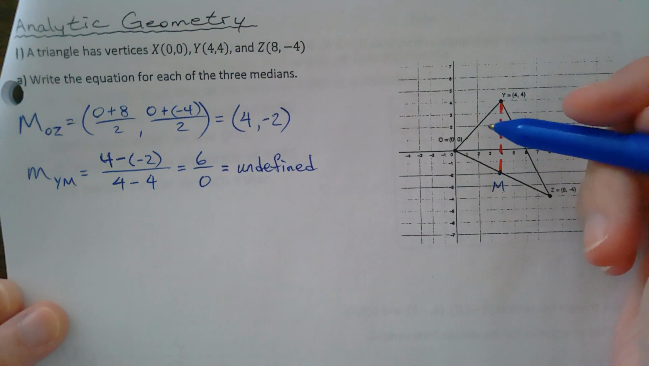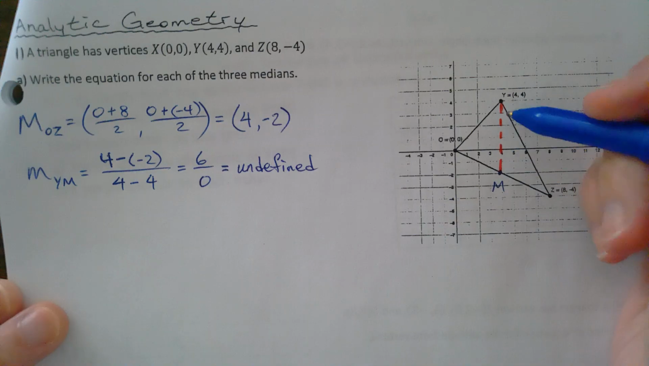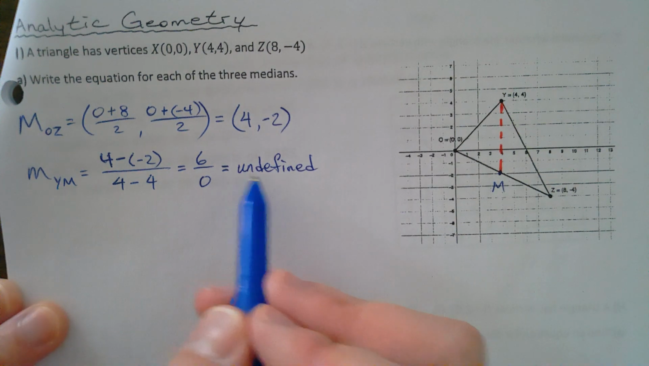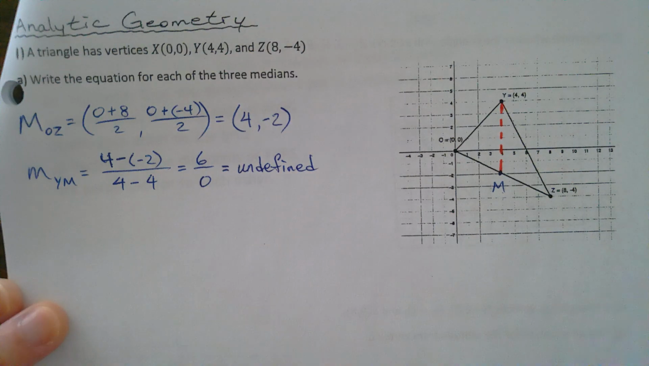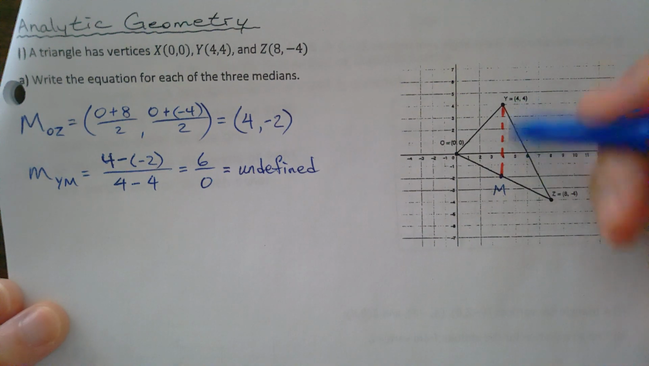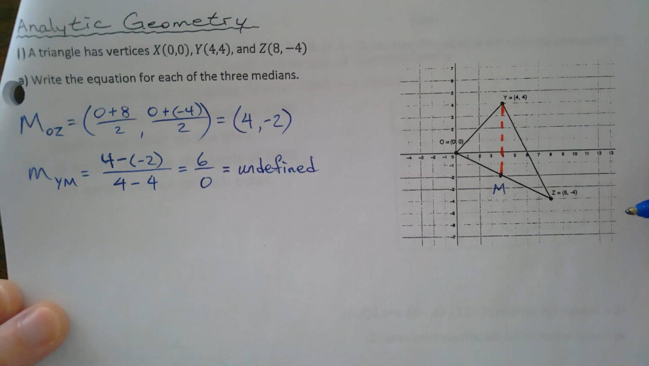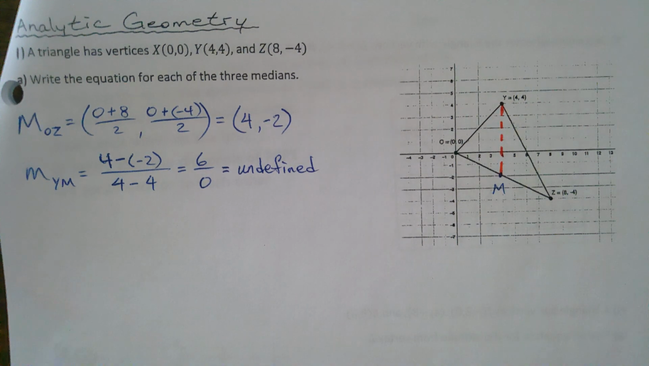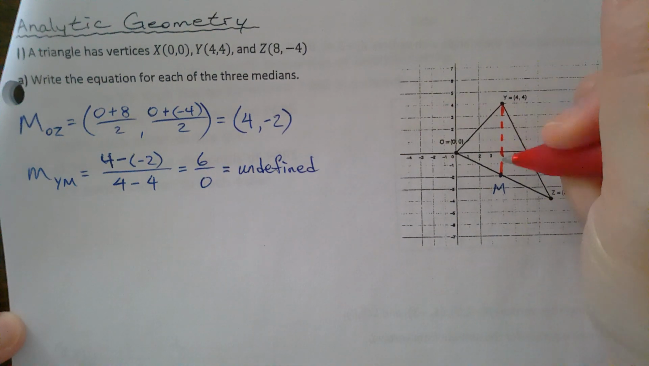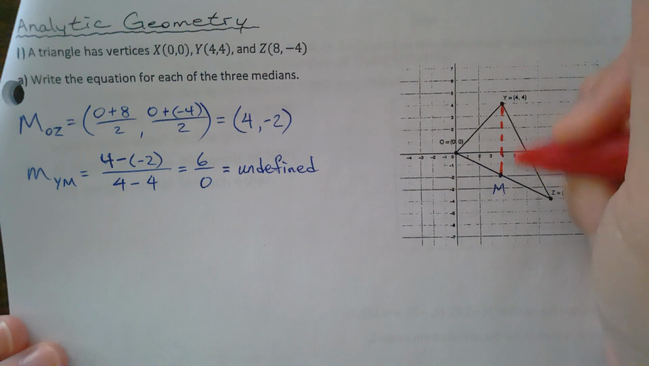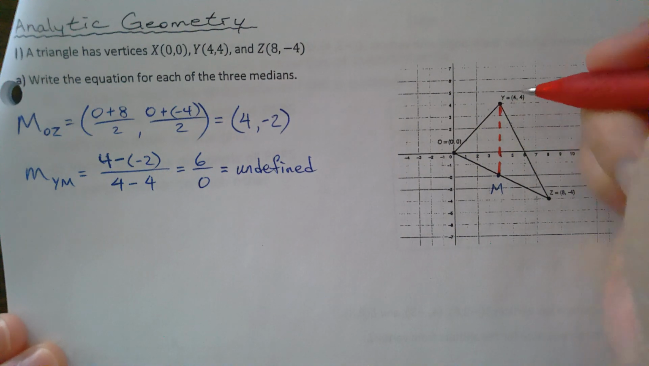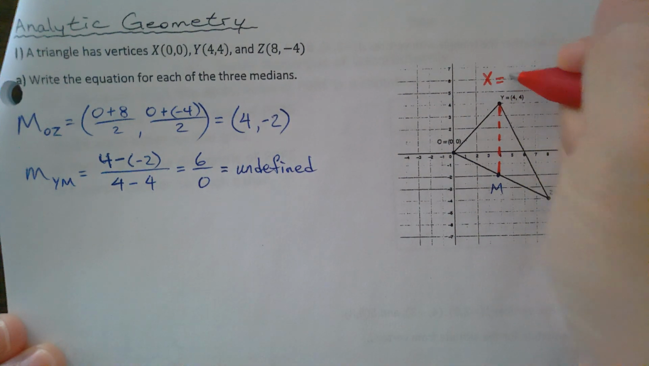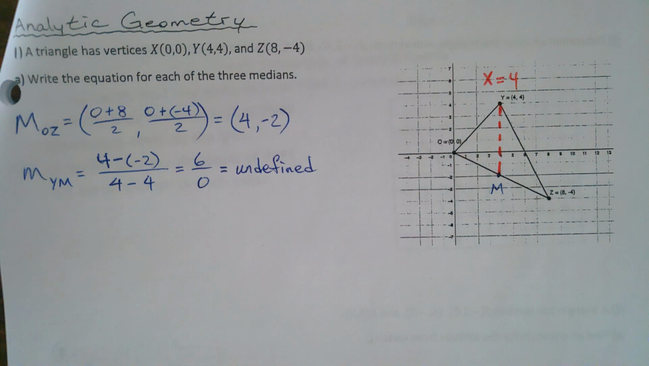Jaden? Yeah, what about the line? It's vertical, right? So if it's a vertical line, that's why the math doesn't work for it. So what is the equation of this median, this red line right here? It's a vertical line. Is it x equals or y equals? William? X equals what? 4. Yeah, that's it. For this median line, since it's a vertical line, it's just x equals 4.